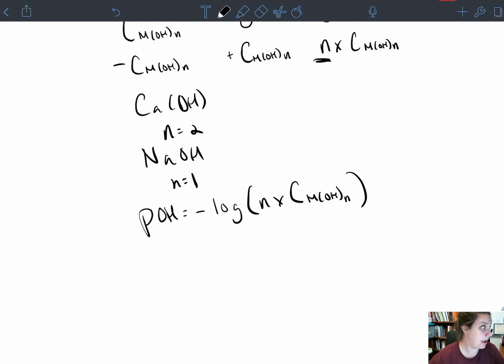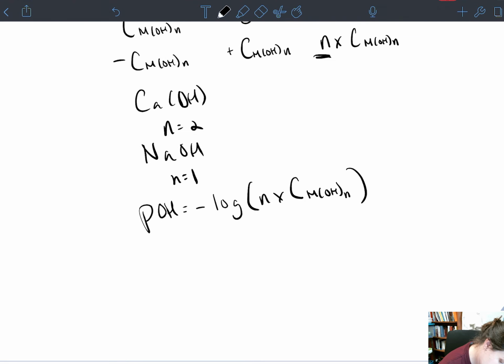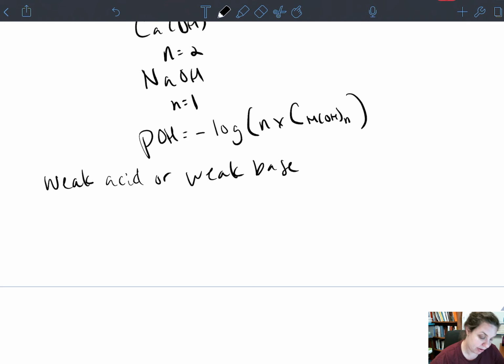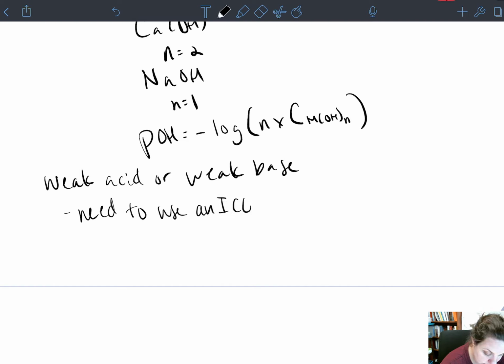If we have a weak acid or weak base, we cannot directly calculate our pH because now we are talking about something that's in equilibrium, so we'll need to use an ICE table to solve for x.